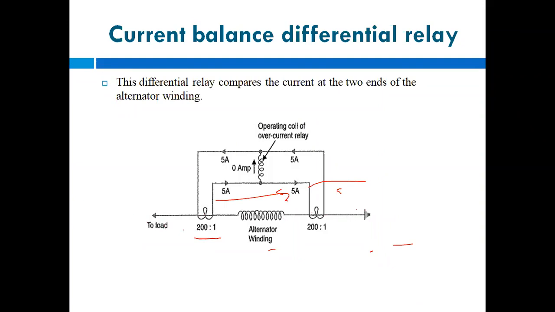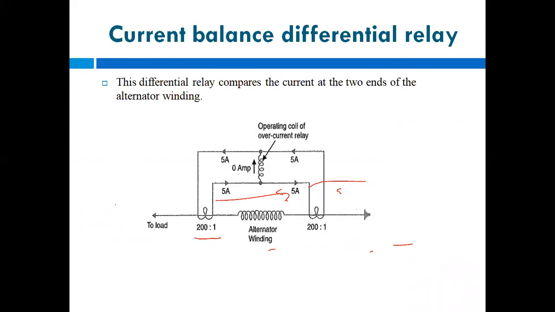Before the load, we have to protect the alternator, so we have to connect this differential relay nearest to the alternator winding. Which part you want to protect, there only you should connect your relay. Because when any fault occurs, the nearest one should operate very fast. That is the relay and also the circuit breaker. That is your first condition.